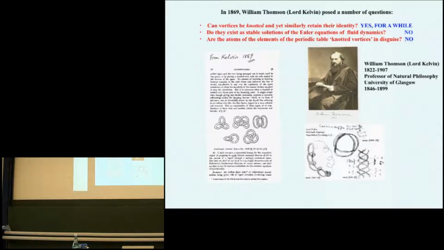So Lord Kelvin posed a number of questions. Can vortices be knotted and yet similarly retain their identity, like the circular vortex? The answer to that is yes, at least for a while, as we know now. At least for a while, not forever. Do they exist as stable solutions of the Euler equations of fluid mechanics? He hoped that they did, and he tried to find them for a long time. But alas, the answer to that question is no. And his third question, are the atoms of the elements of the periodic table knotted vortices in disguise? Again, he hoped that the answer was yes. That was his theory of vortex atoms. The periodic table was published by Mendeleev that same year, 1869, and so it was obviously a very, very hot topic at the time. But the answer is no, as again, we now know.